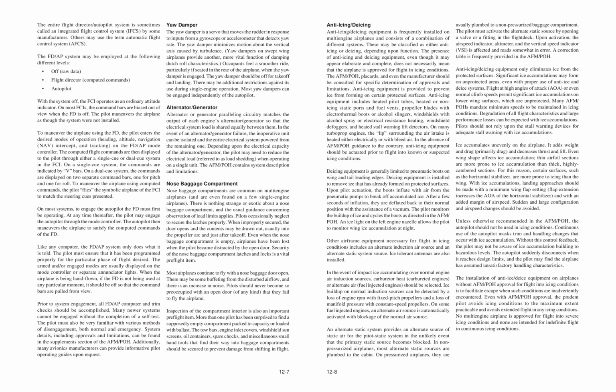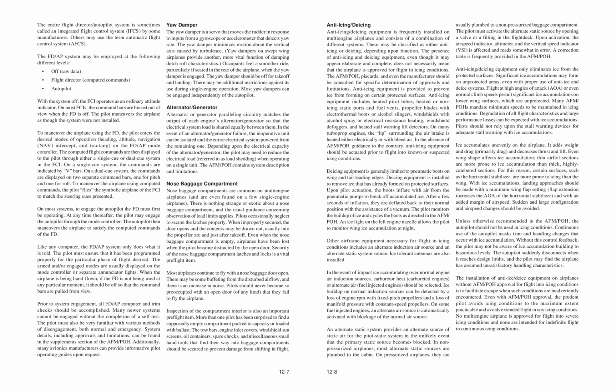The entire Flight Director/Autopilot system is sometimes called an Integrated Flight Control System, IFCS, by some manufacturers. Others may use the term Automatic Flight Control System, AFCS. The FD/AP system may be employed at the following different levels: Off, raw data; Flight Director, computed commands; Autopilot. With the system off, the FCI operates as an ordinary attitude indicator. On most FCIs, the command bars are biased out of view when the FD is off. The pilot maneuvers the airplane as though the system were not installed.